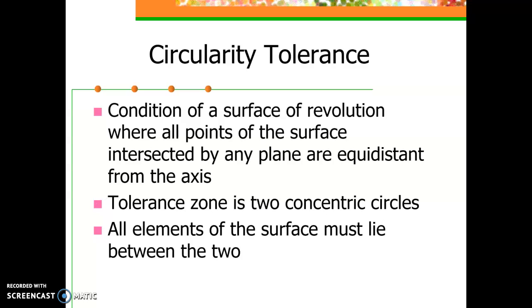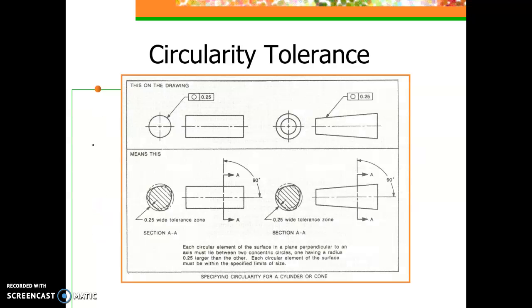Circularity basically just means that if something is supposed to be a circle, it needs to be a circle. It can't be egg-shaped or pear-shaped or have a flat spot. It needs to be round. So here we have a cylinder. In its cross-section view, we see a geometric tolerance here, circularity, 0.25. And that means that there is a 0.25 tolerance zone, almost like a donut or life preserver shape going around this circle, both slightly to the outside and inside. So long as the shape of that circle stays within that tolerance zone, then it is acceptable. If any part of it goes outside or inside that donut-shaped tolerance zone, then it would be rejected.